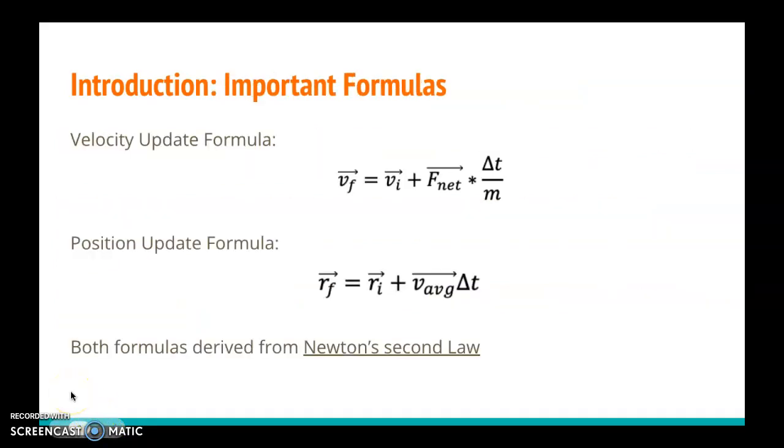Let's look at some important formulas that can go with this lab. The first one is the velocity update formula, which states that the final velocity is equal to the initial velocity plus the net force times change in time over the mass. The position update formula states that the final position is equal to the initial position plus the average velocity times the change in time. It is important to note here that both formulas are derived from Newton's second law.